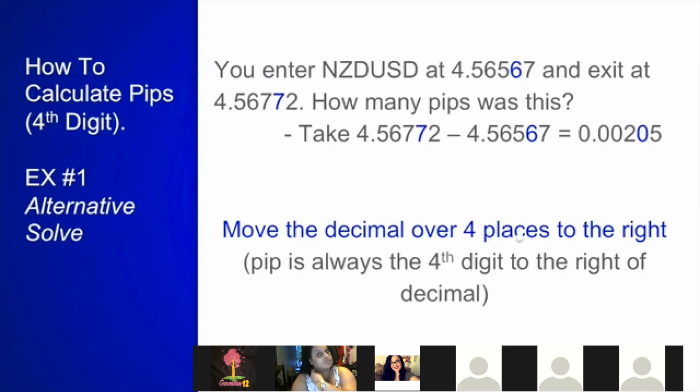If you move the decimal over 4 places to the right, remember, the reason why we're moving it 4 places to the right is because the pip is the fourth digit to the right of the decimal. So if you take that point where it says equals 0.00205 and you slide that thing over 4 places, you will get the same answer.